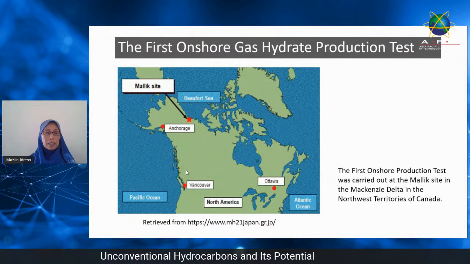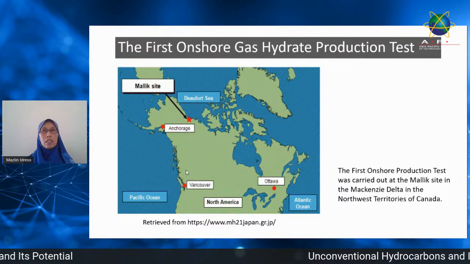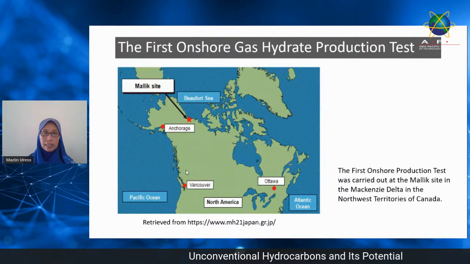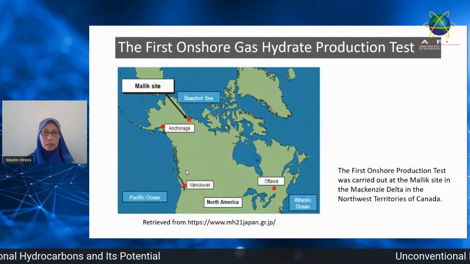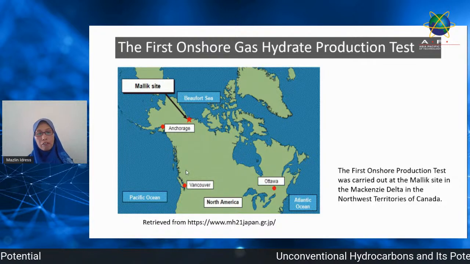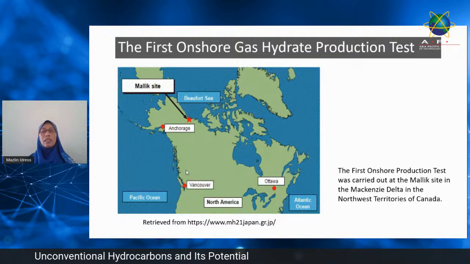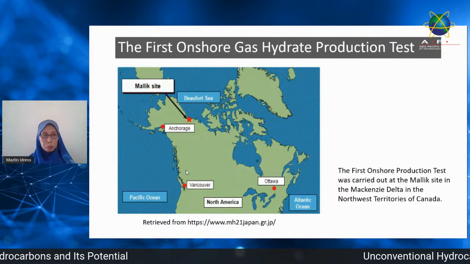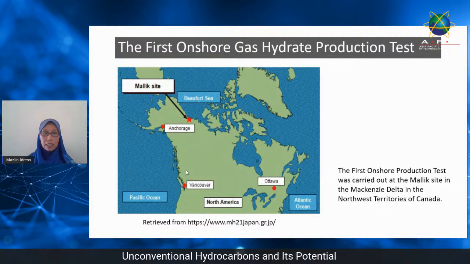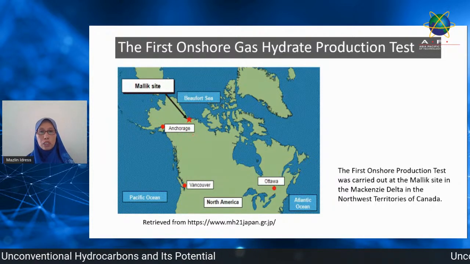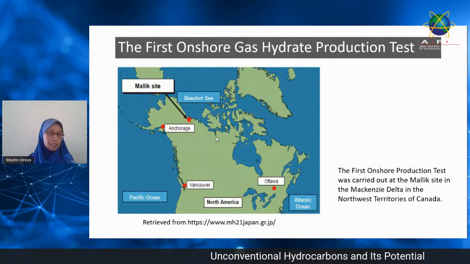And then 5 years after that, in 2007 and 2008, they proceeded to use a depressurization method at the same site, the Malik site. They found out that the depressurization method is more effective than the thermal stimulation method, and not only that, it is also cheaper than the thermal stimulation method. So this is basically the location of the Malik site, the first onshore production test in Mackenzie Delta in the Northwest Territories of Canada.